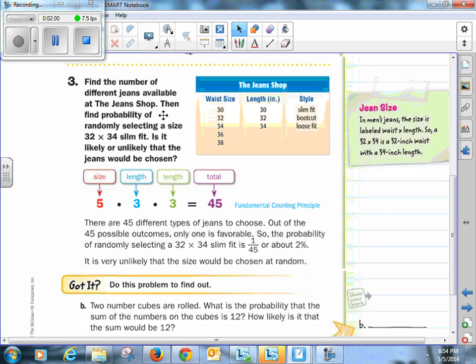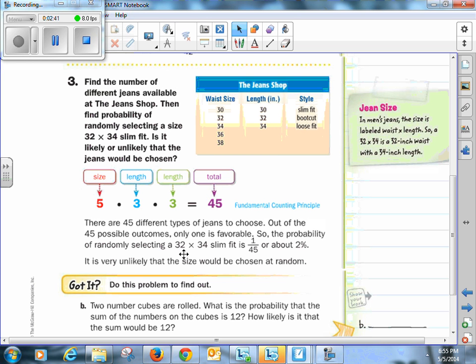Looking at example 3, it says find the number of different jeans available at the jean shop. Then find the probability of randomly selecting the size 32-34 slim fit. Is it likely or unlikely that the jeans would be chosen? Okay, so let's see. There's 1, 2, 3, 4, 5 different waist sizes, 1, 2, 3 different lengths, and 1, 2, 3 different styles. So if we do 5 times 3 times 3, there's 45 different possible kinds of jeans.